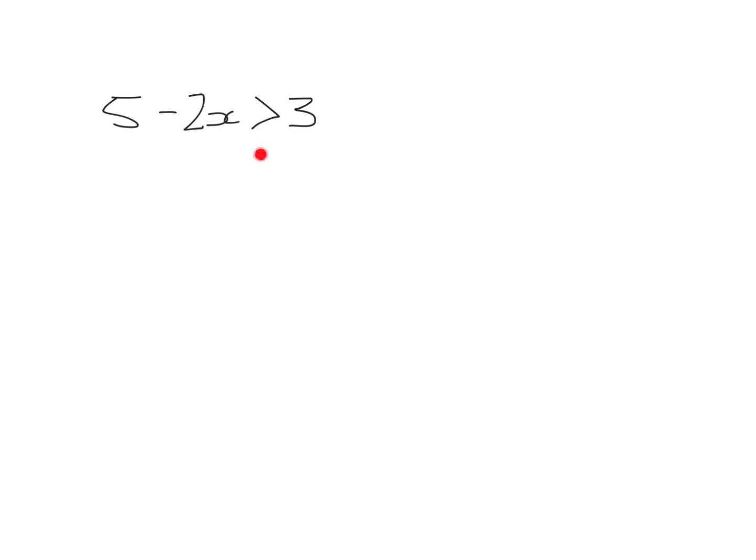Well, how about this particular inequality? Why don't you put the video on pause and give this one a go, and when you're ready come back and see if you got it right.